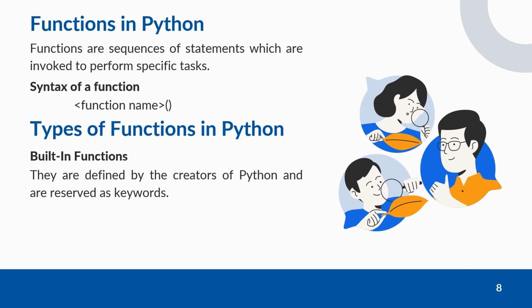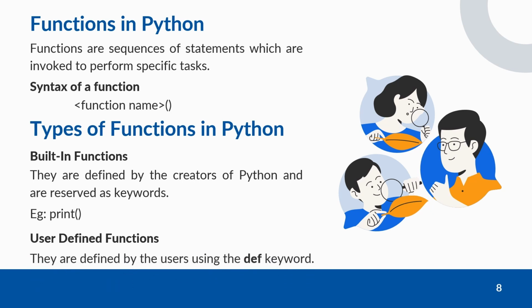Built-in functions are defined by the creators of Python, and they employ keywords. For example, the print function is used to display output on the monitor. Here the word print is designated as a keyword, and hence we cannot use it for any other purpose. User-defined functions are the functions defined by the programmer for either simplifying the code or hiding the code. A function is defined by using the def keyword, which will be dealt with thoroughly in our future videos.